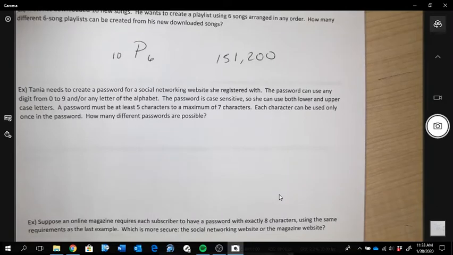Tanya needs to create a password for her social networking website. The password can use digits 0 to 9 or any letter of the alphabet. The password is case sensitive, so she can use both upper and lowercase letters. A password must be at least 5 characters long with a max of 7 characters. Each letter can be used only once. How many different passwords are possible?